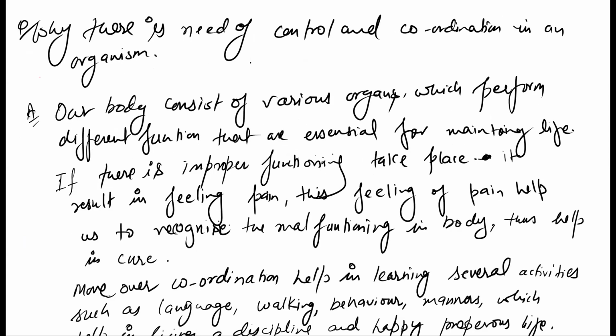Next question is why there is a need of control and coordination in an organism. You are very much familiar that for proper functioning of the body, of the nervous system, or of different parts of the body, we need to respond accordingly, according to the given situation. For example, if we touch a hot plate accidentally and we don't respond to it, then it will result in burning of our skin and damage of the body part.